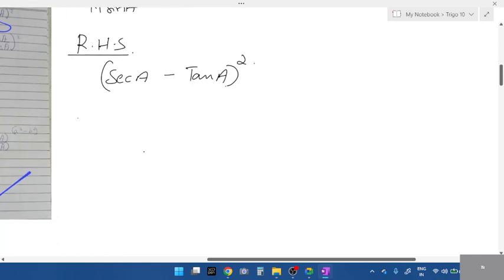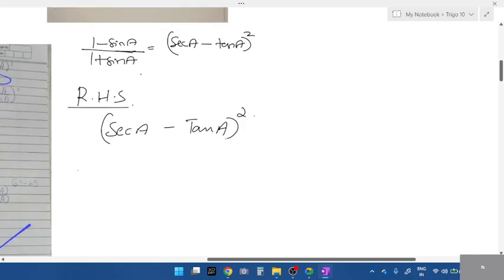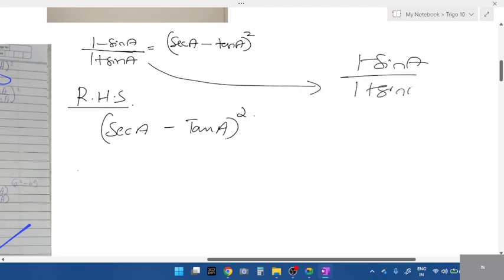Tell me the value. Sec is given. Sec, and look here, observe this sign. 1 minus sin A is given and 1 plus sin A is given. Right hand side. Okay, right hand side we need sine. So sec, students, is 1 by cos A minus sin A by cos A.